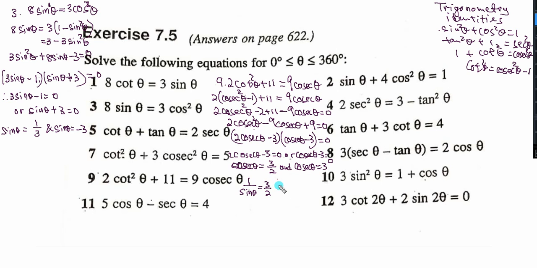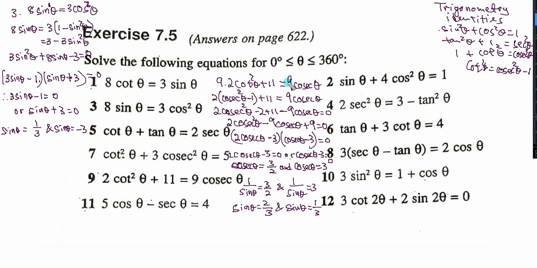Okay, then this one also 1 over sine theta equals 3. So make sine theta the subject, 2 over 3, and sine theta becomes 1 over 3. Okay, so now from here you convert using the normal method to find the theta value.